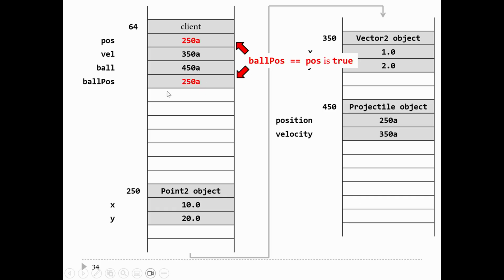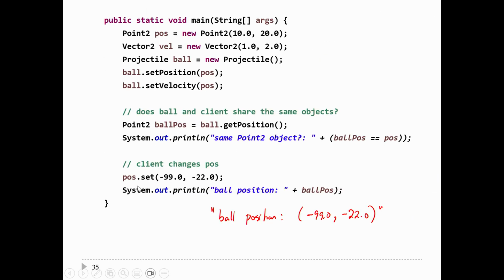Why does it print out this changed position? When you print out ball POS, you're calling toString on the object at address 250. That object has changed. So the caller changes the state of that point object here. Ball POS is exactly the same object, or refers to the exact same object, that POS refers to.